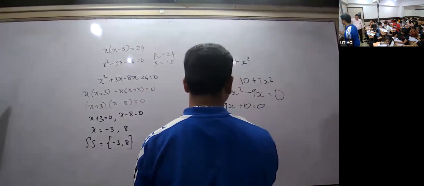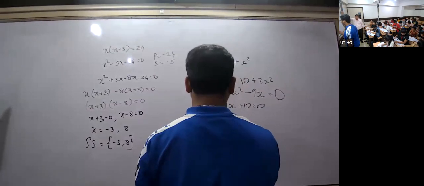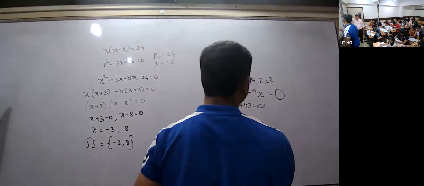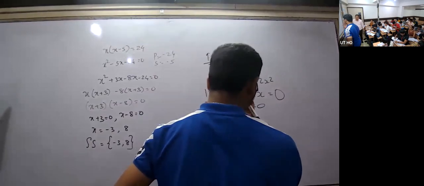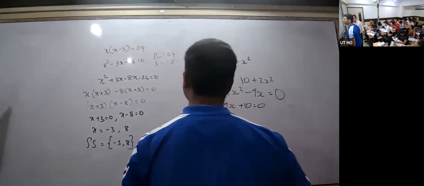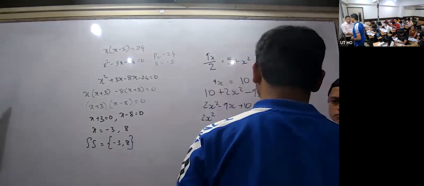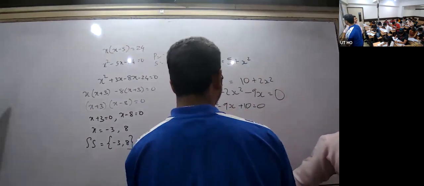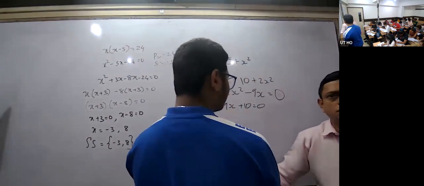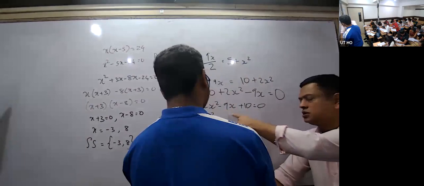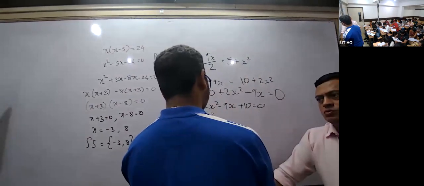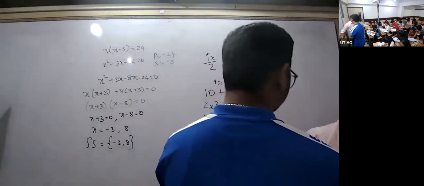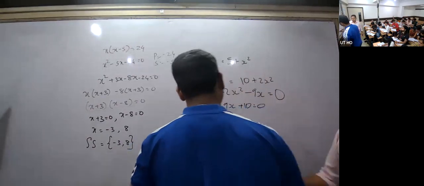You know, no? Product is how much? AC. What is A? 2 into 10 is how much? 20. So sum should be 9. So which are the numbers? What into what is 20? Minus 5 and minus 1.